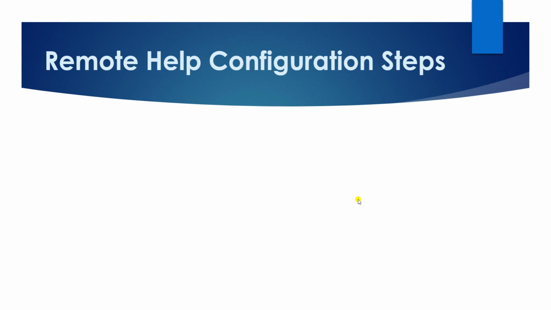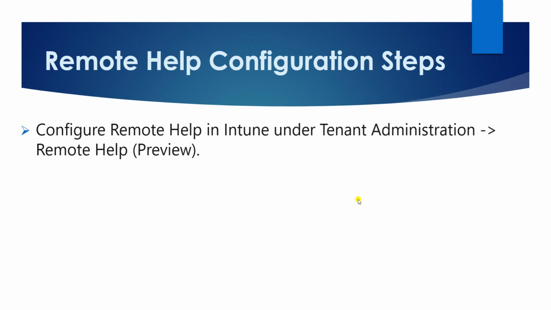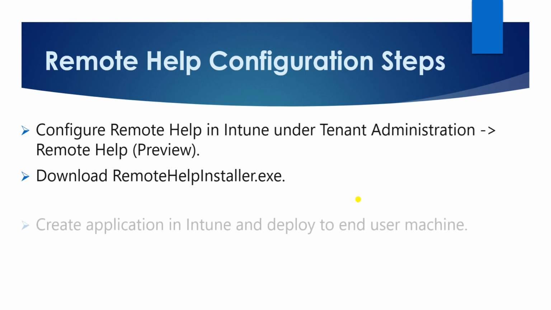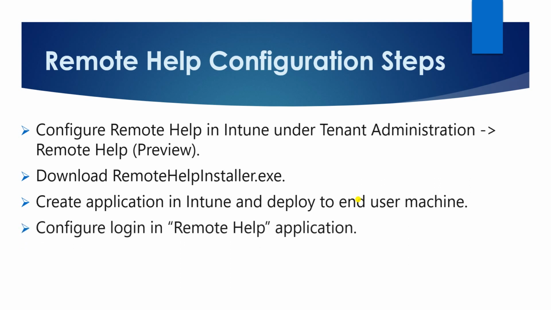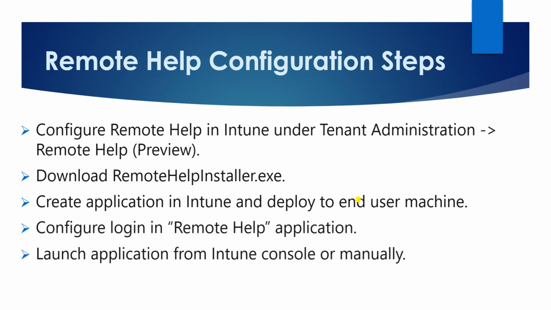Let us go and try to understand the steps we are going to use to configure the remote help. First of all, we are going to configure the remote help under the tenant administration. Then we'll be downloading the remote help installer.exe. Then we'll be creating an application and deploying it from Intune, then configuring the login, then launching the application, and then we'll take a remote control.